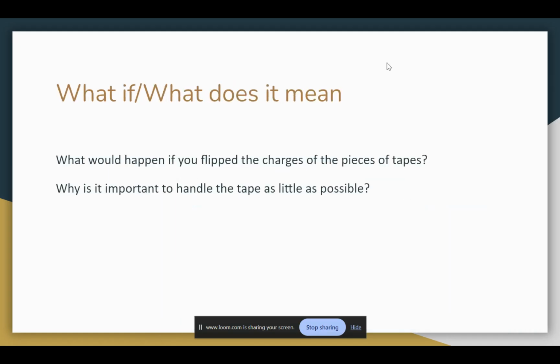Moving on to the what-does-it-mean portion. What would happen if I flip the charges? So instead of both being positive, they'd both be negative. Nothing would change, as we only care about the difference in charge rather than the charge magnitude itself.